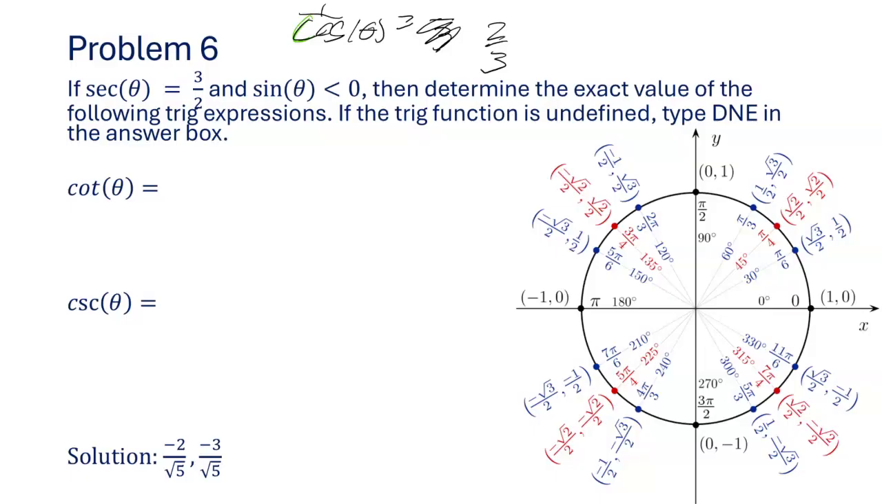Since we're dealing with cosine and we know cosine is positive, we know that we're either in the first or fourth quadrant. The trick is now we need to figure out whether sine is positive or negative. Here we're told that sine is less than 0, so it is negative. So we know that we're in the fourth quadrant. So cotangent will be negative and cosecant will also be negative. So let's draw out our triangle.